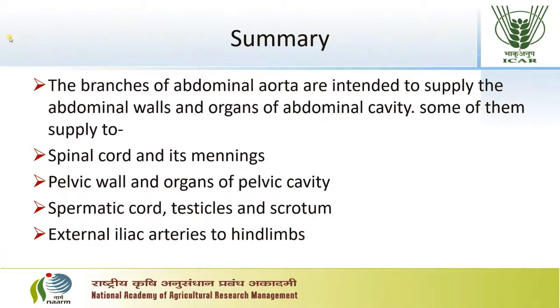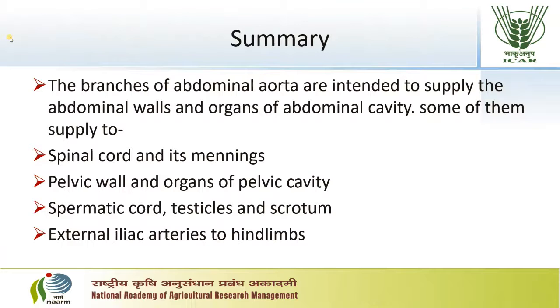Now the summary of the abdominal aorta. As we know, the branches of abdominal aorta are intended to supply the abdominal walls and the organs which are present in the abdominal cavity.